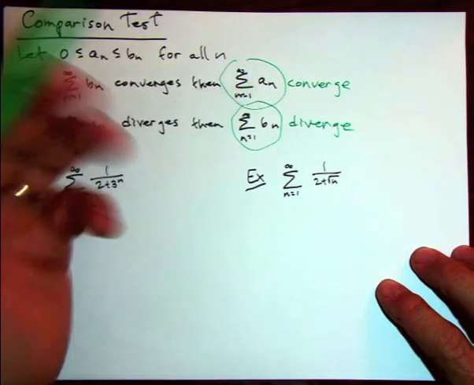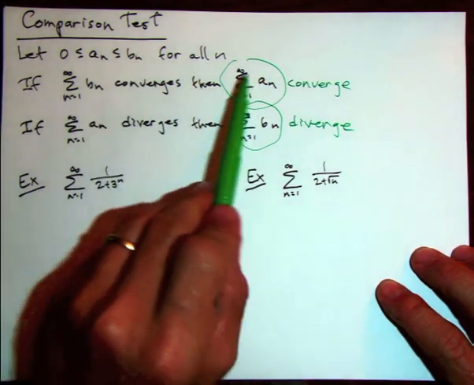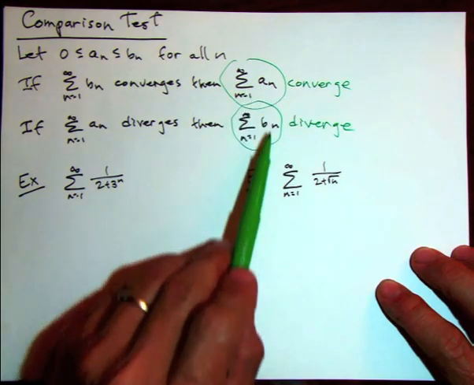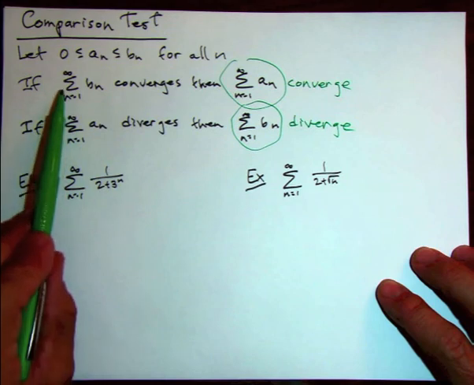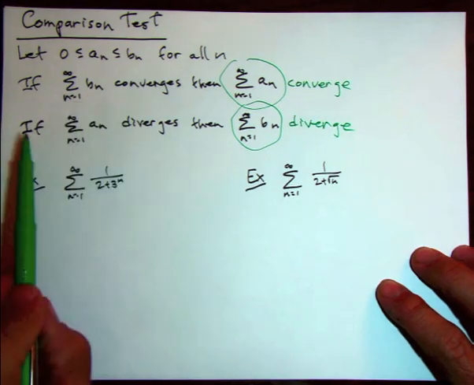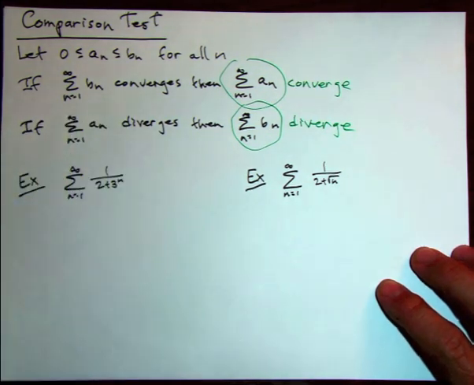We're trying to, like, this is an if-then. We're trying to show that this converges or diverges. The trick usually is finding your comparison, the thing that you know converges or diverges. So let's just look at a couple of examples.